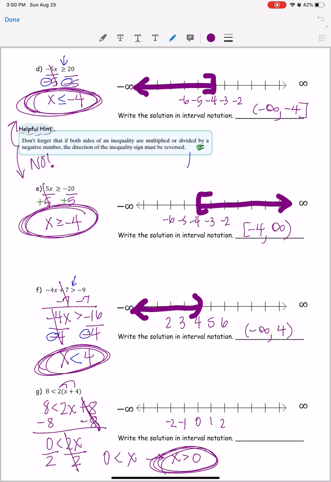I am wanting to shade to the positive side, the way my answer is looking. So we're shading this way, and that's got no bar under it, so parentheses. So in interval notation, we've got parentheses 0, comma, it's going to the infinity side, so infinity and then parentheses there.